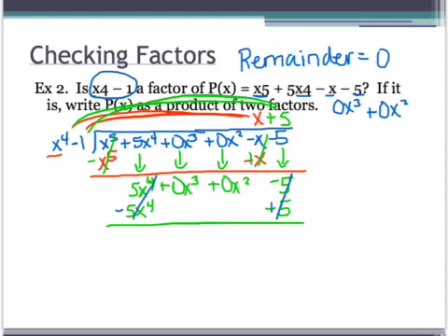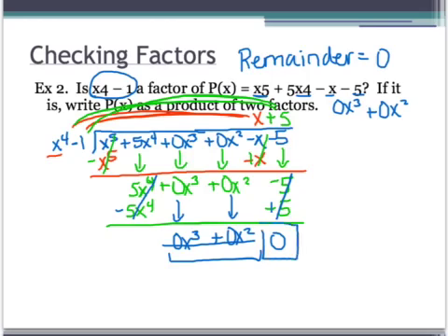I have no more terms after the negative 5 to bring down, but I still need to bring down my 0x cubed and my 0x squared. In this case, anything times 0 is 0, so I don't have to worry about these two leftover terms because their coefficients are 0. Which means that my remainder is 0. So I could say that yes, x to the fourth minus 1 is a factor because I ended up with a remainder of 0.